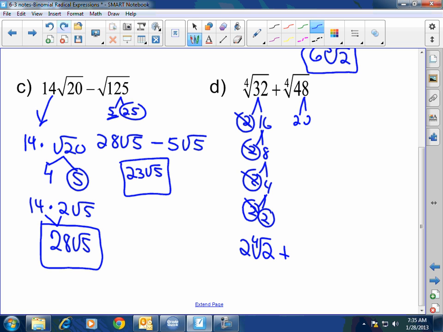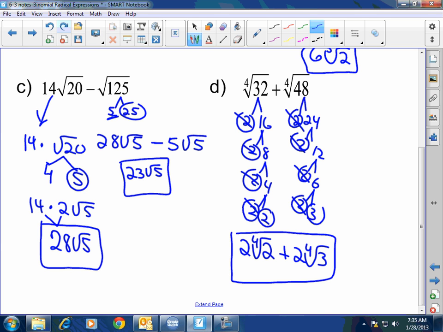That's going to be 2 and 24, 2 and 12, 2 and 6, 2 and 3. I got 1, 2, 3, 4 2s, so that comes out as a 2, and I've got a 4th root of 3. Oh, we got a problem here. That's about as simplified as we can go because I have like indexes, but I do not have like radicands. This radicand is 2, that radicand is 3. So that would be as fully simplified as you possibly could get it.